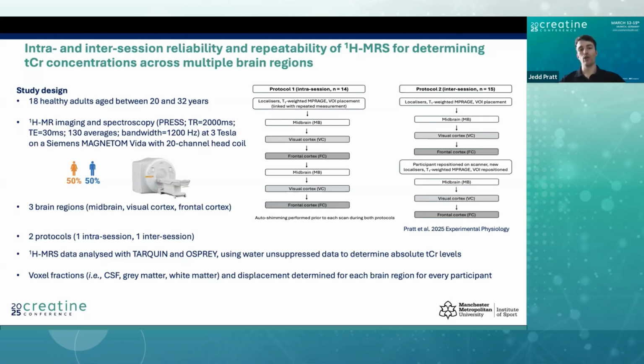And then we did quite a lot of work in terms of how reproducible our placement of voxels was in our inter-session protocol. So for this, we established and calculated the voxel tissue fractions. So how much was cerebrospinal fluid, how much was gray matter, and how much was white matter in these boxes. And we then went a step further and actually established, okay, what's the displacement between the repeated localization of these voxels for each of the brain regions for every participant.